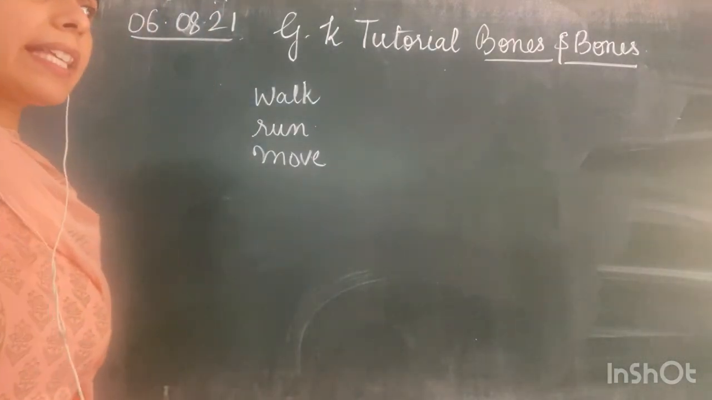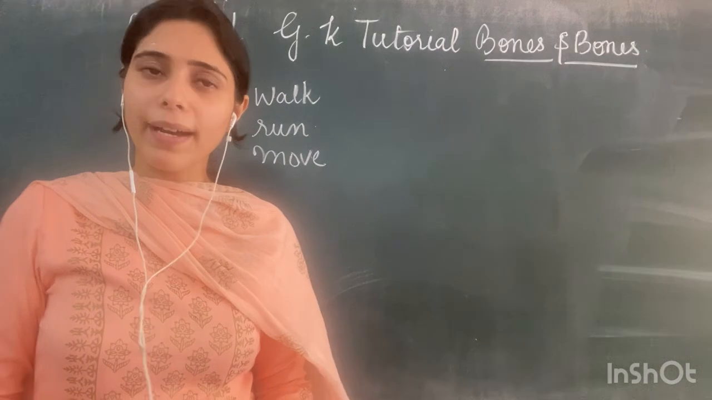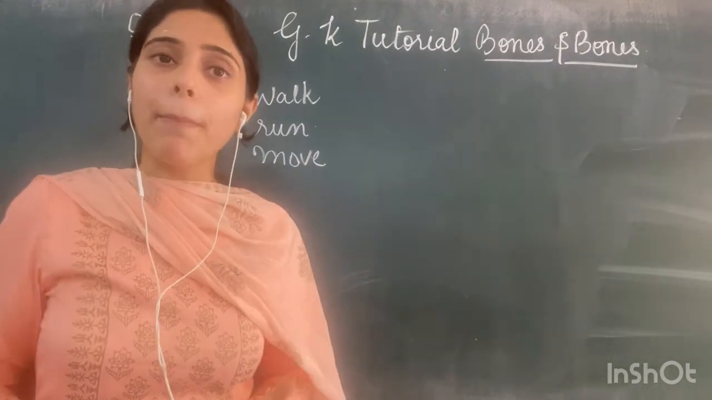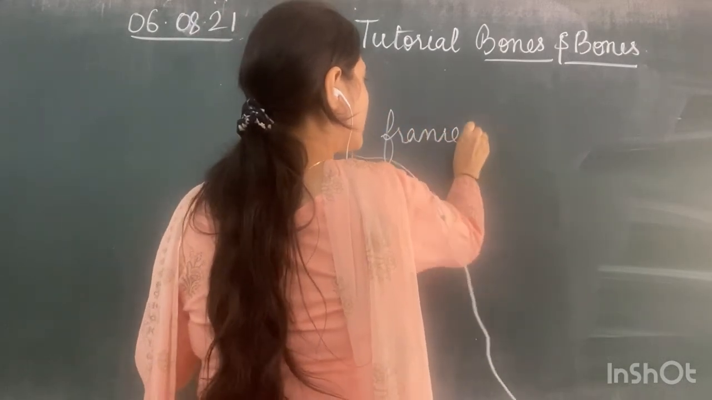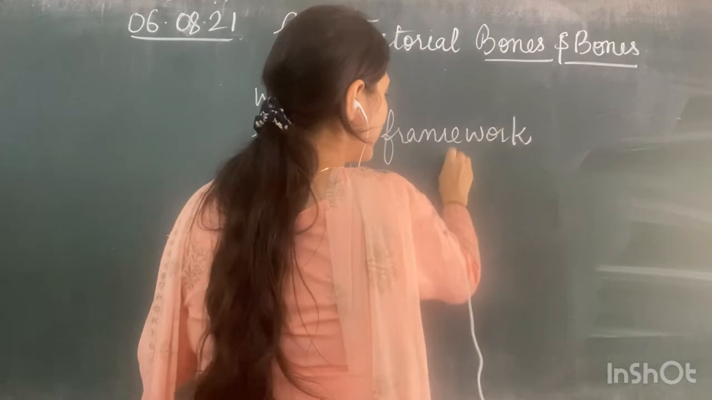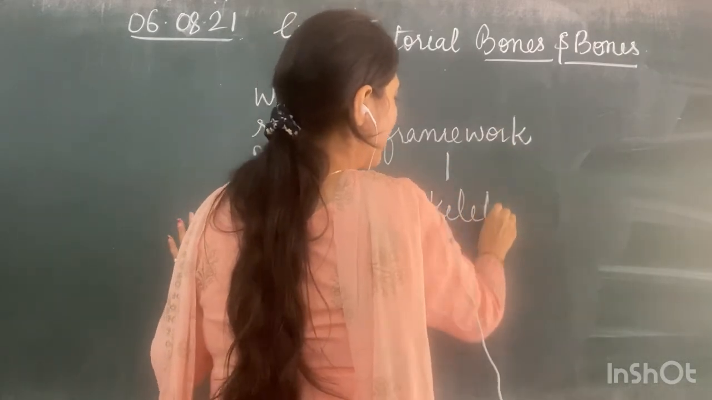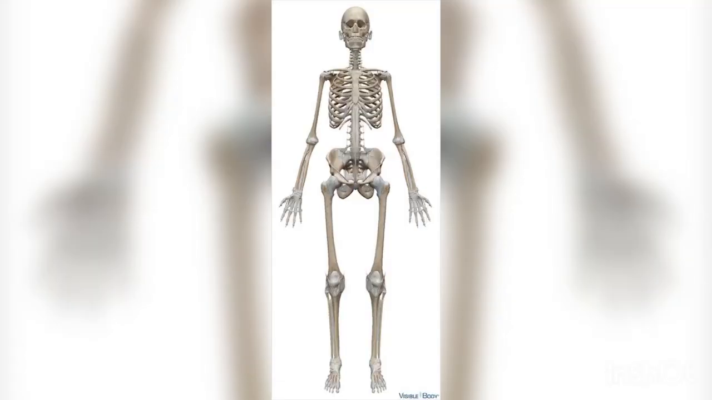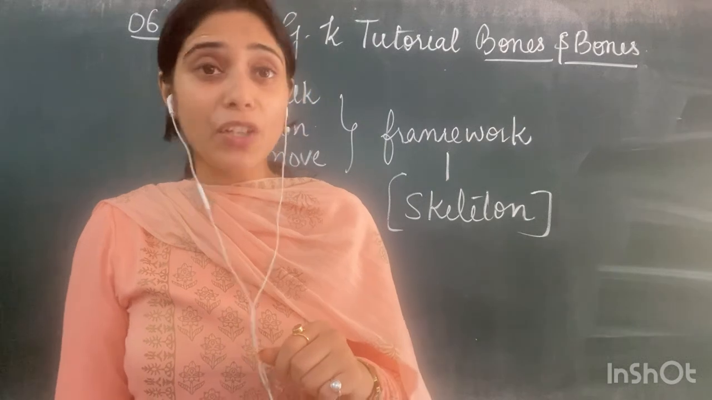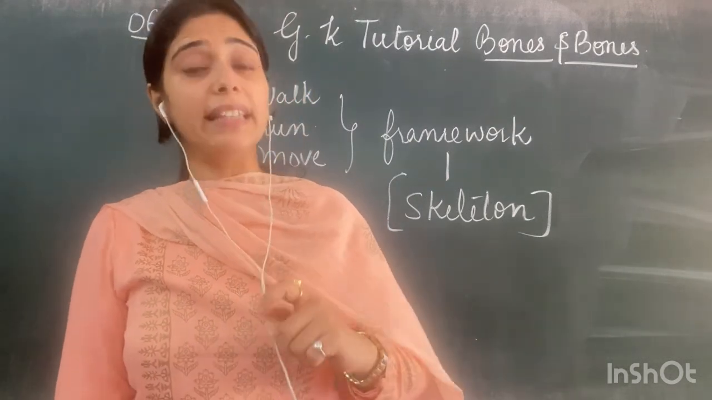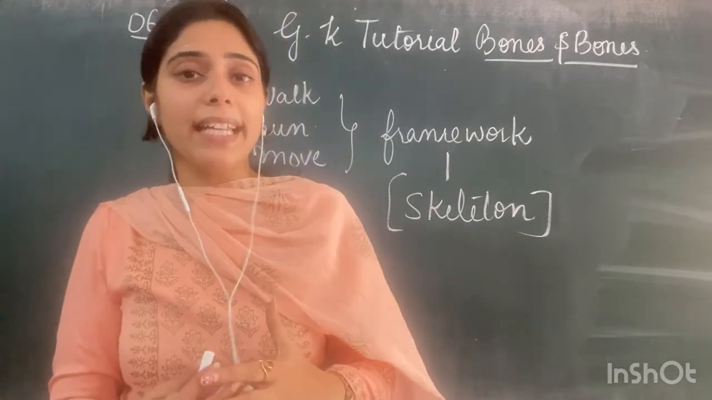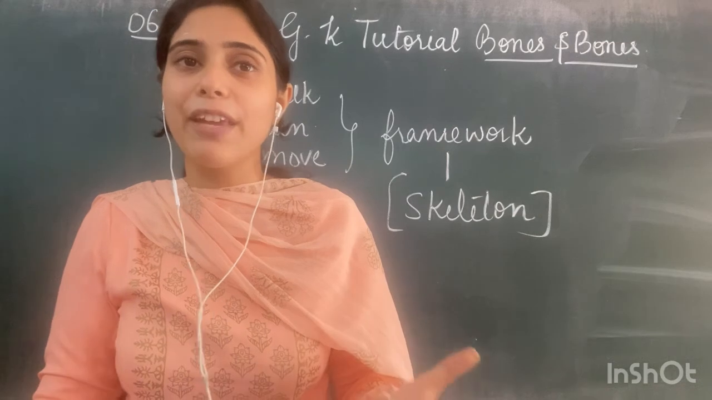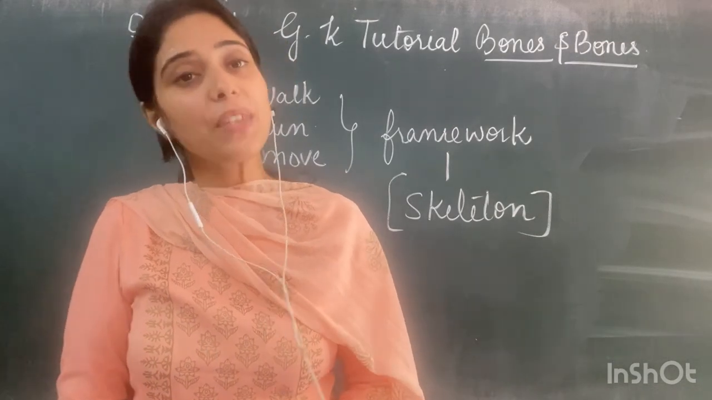Now the question is, what do bones make up? When the bones combine together, they form a framework, and this framework is known as a skeleton. The picture of a skeleton is visible to you. This is known as a skeleton made up of different bones. When the bones connect together with one another, they form up the skeleton.